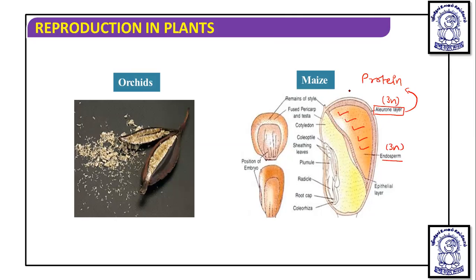That also we have studied in the previous class. Now this is showing the remains of the style. This is another important structure, the fused pericarp and the seed coat. Then here you have one important part, that is the cotyledon. This cotyledon is known as the scutellum.